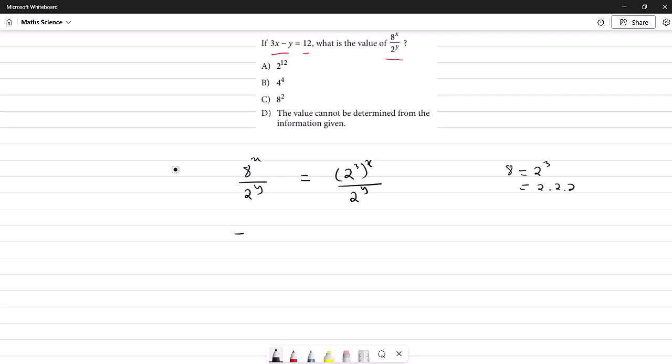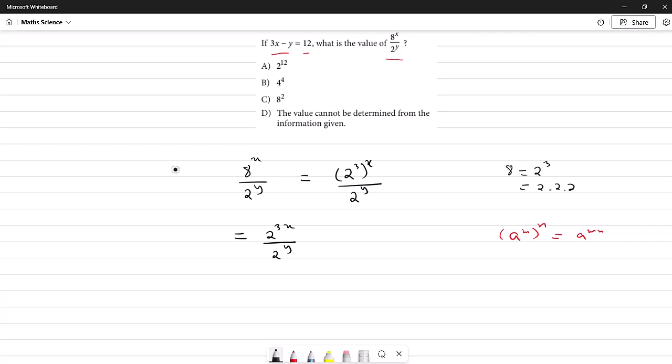And then 2 to the power of 3 to the power of x just becomes 2 to the power of 3x, because a to the power of m to the power of n is just a to the power of mn, and this is the power of a power rule. And then it is divided by 2 to the power of y.